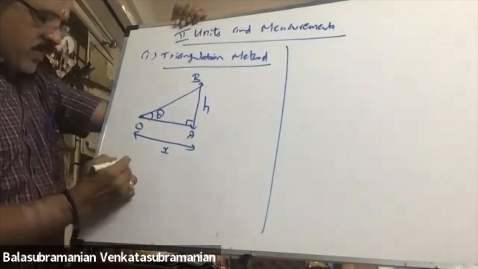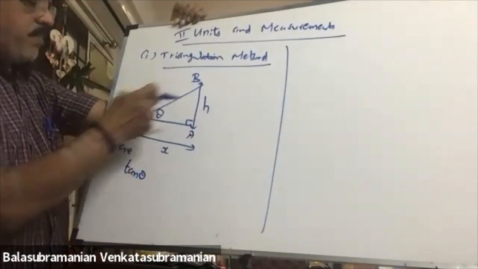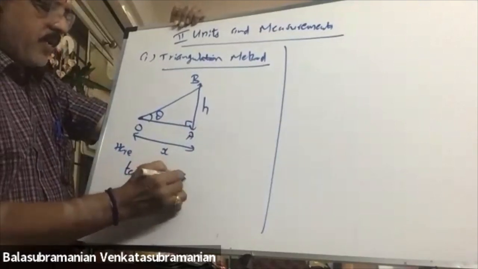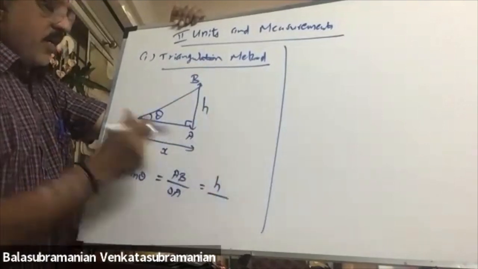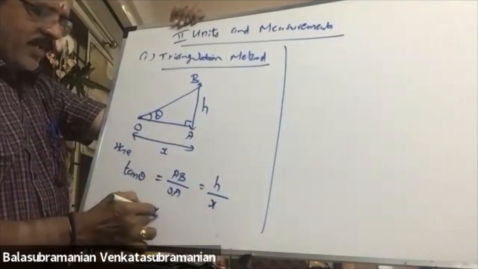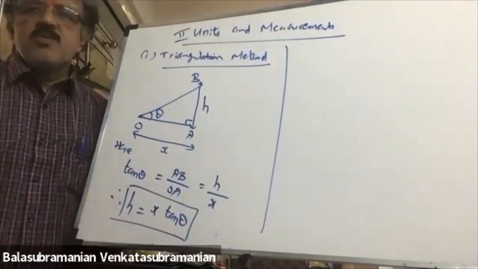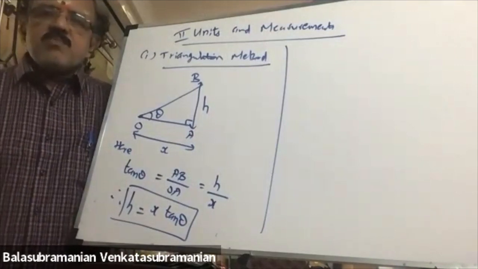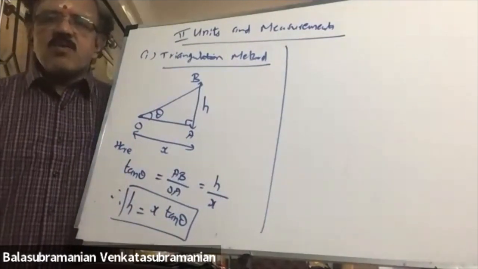How will you measure? From triangle BOA, calculate tan theta, that is opposite side by adjacent side. The opposite side is h, the adjacent side is x. Our aim is to calculate h, so I can write h is equal to x tan theta. So this is how you get the approximate height of a tree: h is equal to x tan theta.